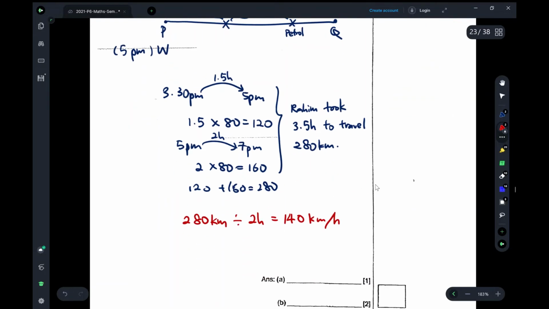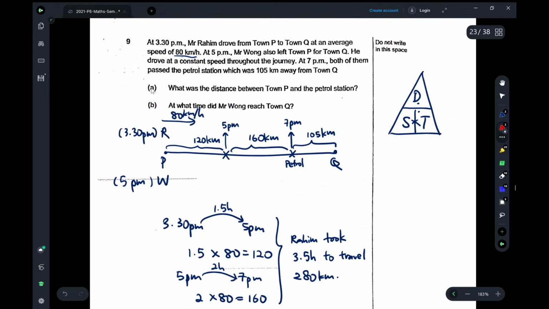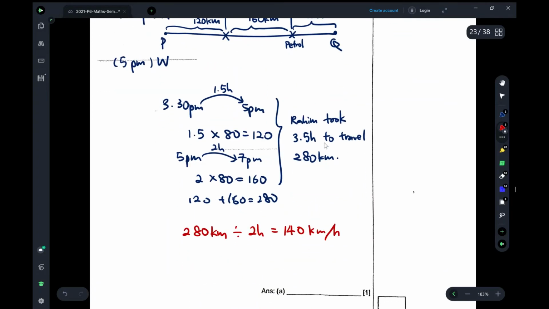Alright, so I've been going on and on. Let me read what the question is asking for. Basically, we have already found it. If we haven't, that will be very easy. What was the distance between Town P and the petrol station? Which is 120 plus 160. So this was the answer.